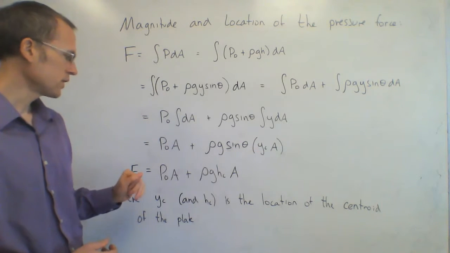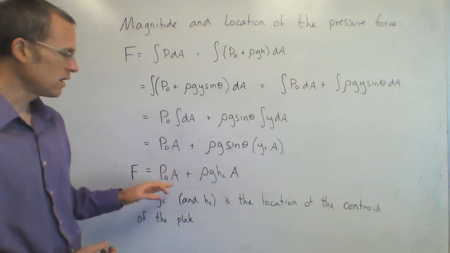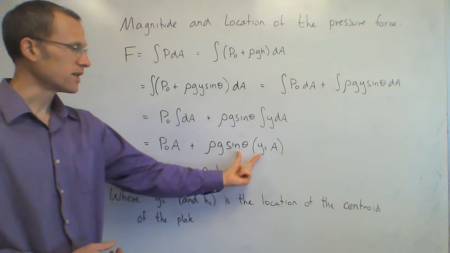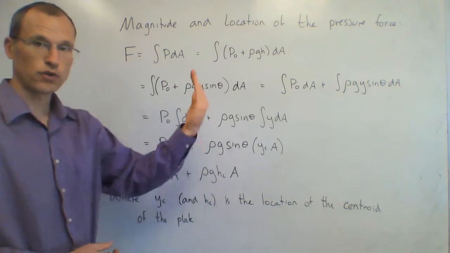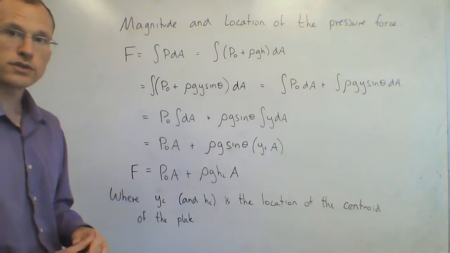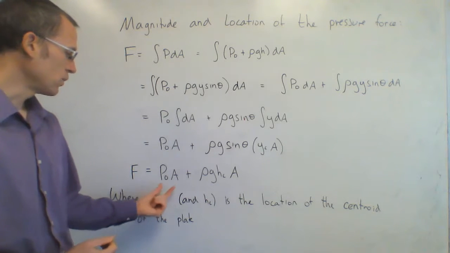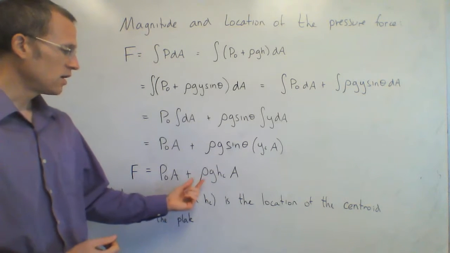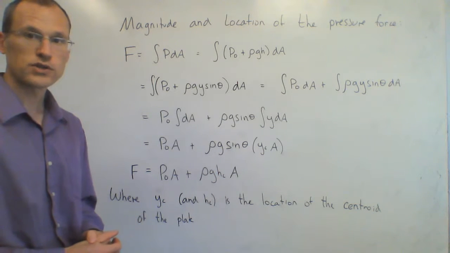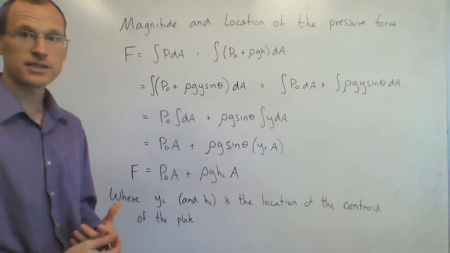And so what I have here is my force is P0 A plus rho g yc sine theta times A, but again, yc sine theta is the same thing as hc, the vertical depth. So there's my equation for the force, the magnitude of the force on the plate: whatever pressure times area I have at the top, plus rho g hc for the centroid times the area of the plate gives me that total pressure force. Next thing is to find the location.